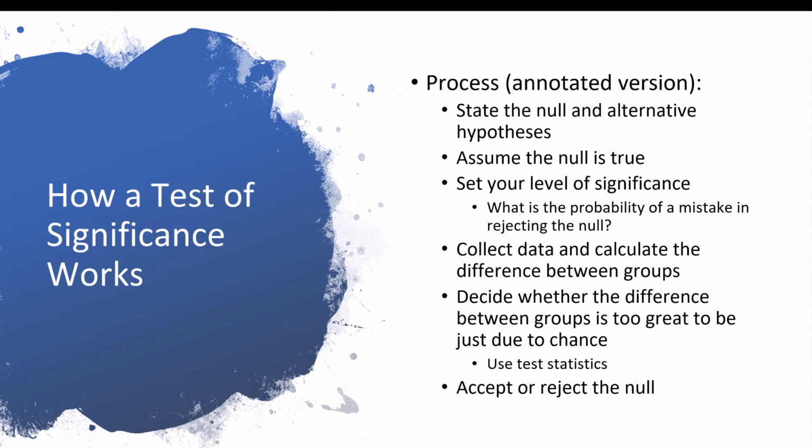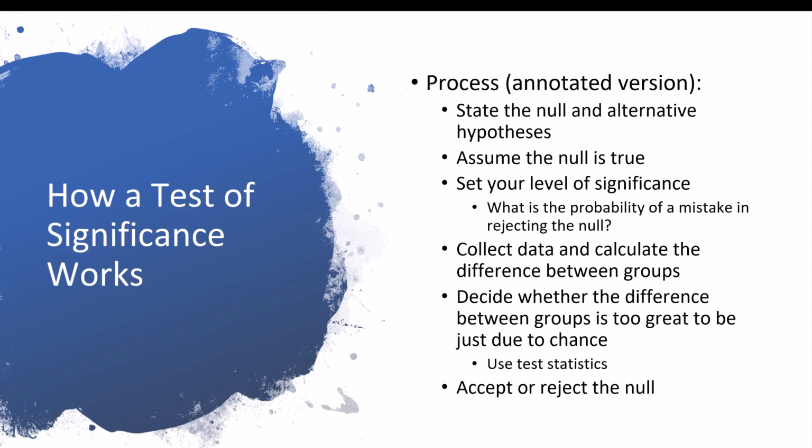We assume it's true. Next thing we do, we set our level of significance. We decide this as the researcher, as the one conducting the study. What's the level of significance that we are okay with? Another way to think about this is, what's the probability of making a mistake in rejecting the null hypothesis? We'll get into more detail, but generally speaking, it's associated with the risks of being wrong. And we'll come back to that.